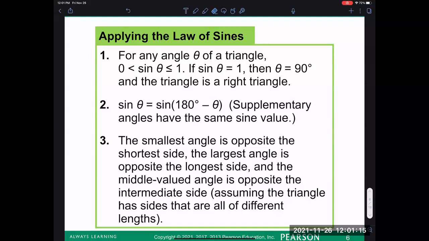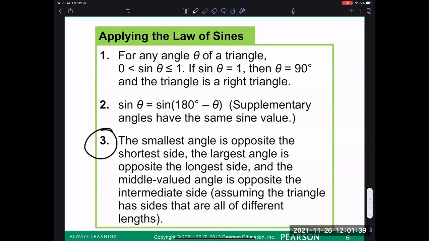They have some properties like this. One I want to mention here, because it relates to the obtuse angle we just talked about, is number 3. The smallest angle is opposite the shortest side. The largest angle is opposite the longest side. And the middle value angle is opposite the intermediate side.